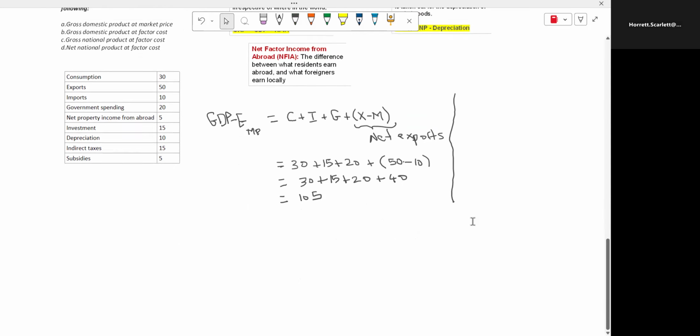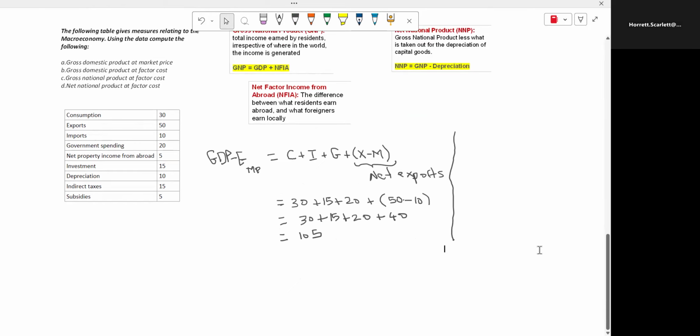All right, so that's a good start. Now, it's asking us also for GDP at factor cost. Now remember, factor cost is based on the income that has been generated. And therefore, there are some components that might have to be adjusted based on the subsidies and based on the indirect taxes.